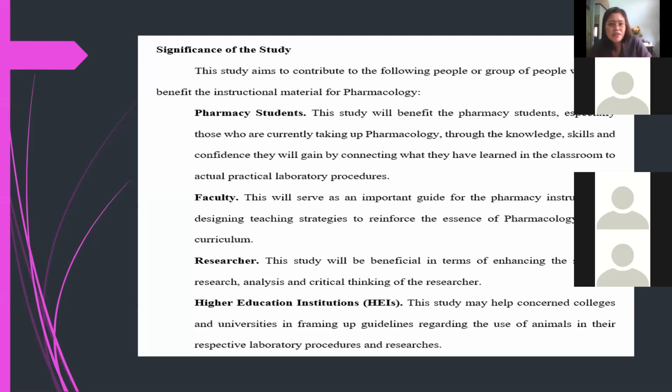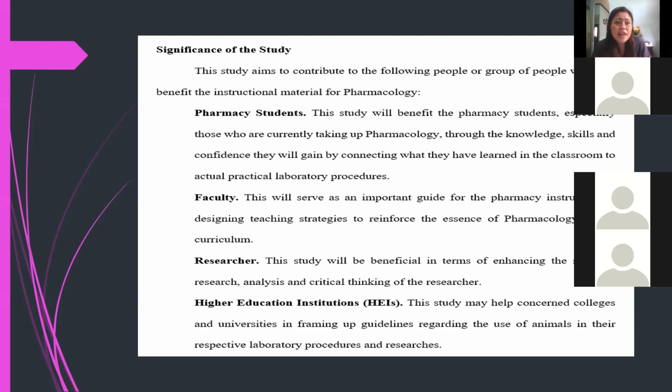So to give you an example, this is how you write the significance of the study. So this is actually from my thesis study, no, katong sa instructional materials sa pharmacology. So I started with a general statement again. This study aims to contribute to the following people or group of people who will benefit the instructional material for pharmacology. Since my objective is making an instructional material, so kinsa ang mag-benefit ato? So I have identified here some, dili ni tanan ha kay kung unsa lang ako na screenshot, mao lang ako na-appeal din. Pero actually daghan ni siya.